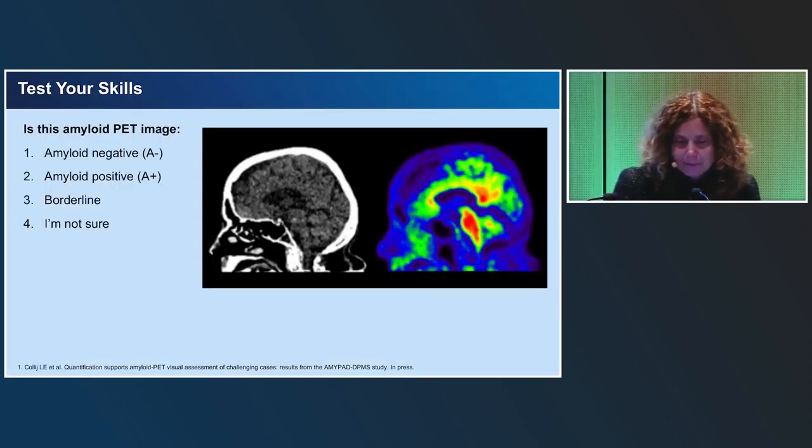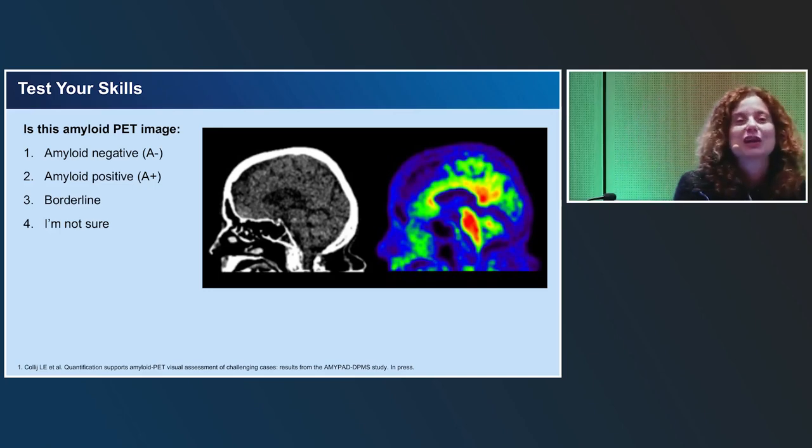Last case, I think. Do you believe it is amyloid negative, positive, borderline, or you are not sure? This is even less fair because I show you just the sagittal view. You will see this, it's in press, the paper on JNM, so you can see then the images.